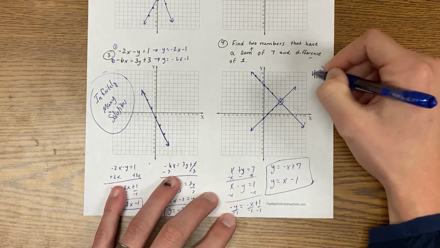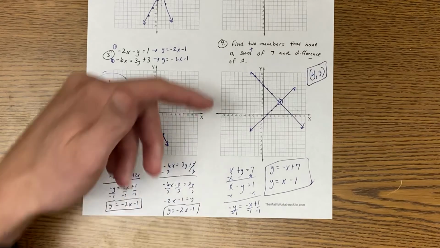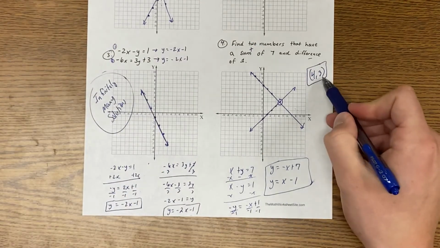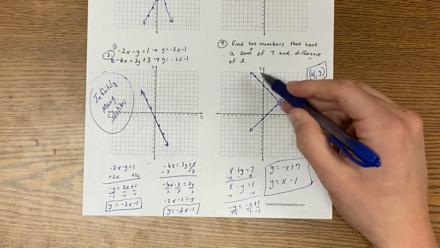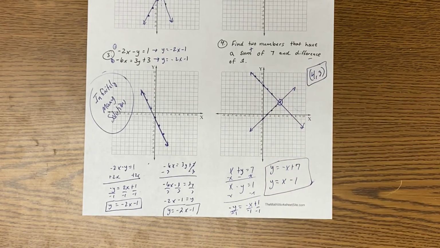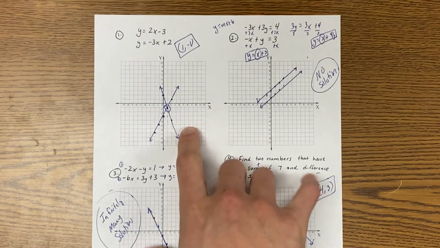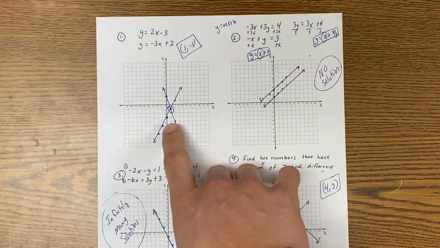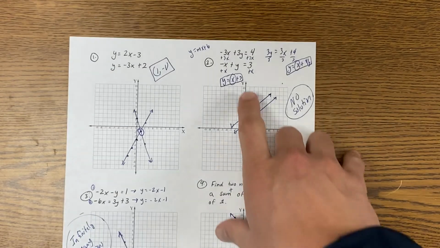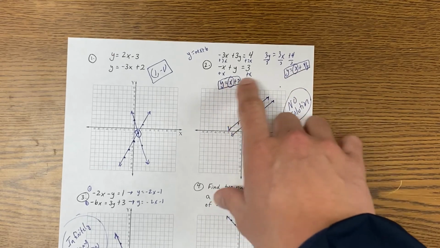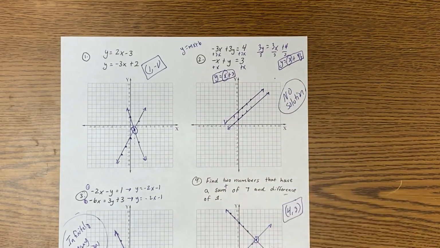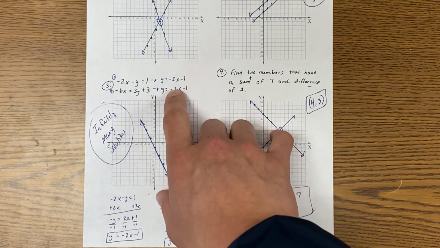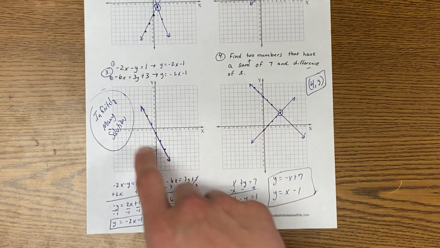So 4, 3. And we can check that, right? So two numbers that have a sum of 7. So 4 plus 3 equals 7. Difference of 1. 4 minus 3 equals 1. So this is systems of equations with graphing. Remember, if our lines intersect, that means that the slopes were different. Y-intercept could be the same or different. That gave us intersecting lines. That gave us one solution. If our slopes are the same and the y-intercepts are different, we're going to have parallel lines, which means no solution. If our slopes are the same and our y-intercepts are the same, it's going to be the same line. We have infinitely many solutions.